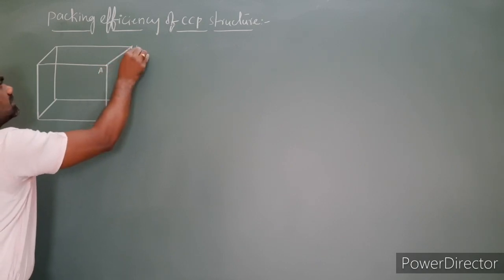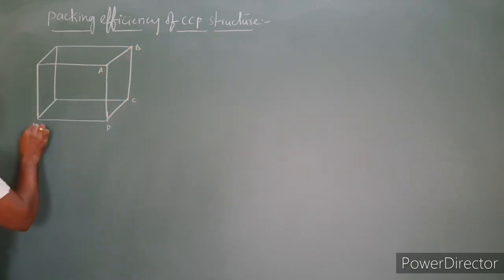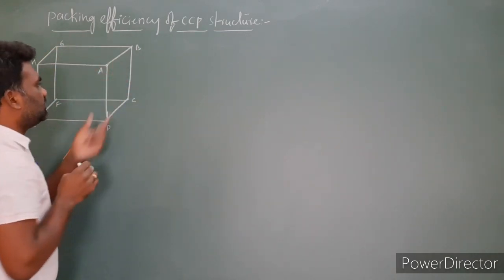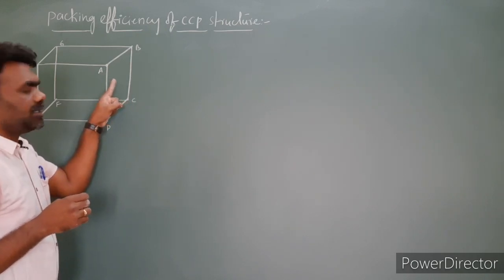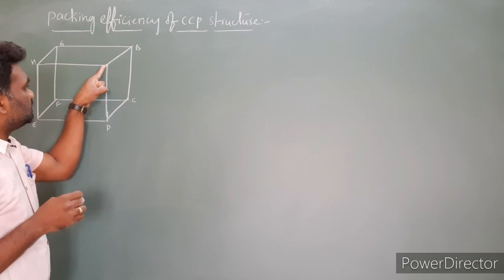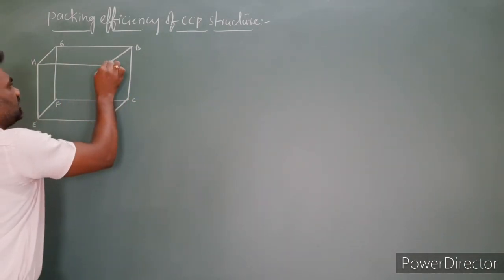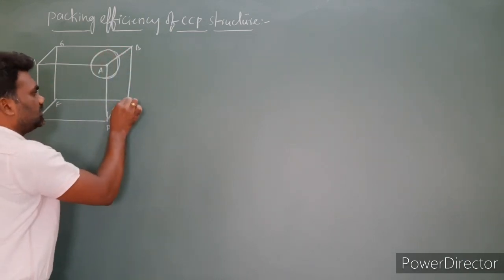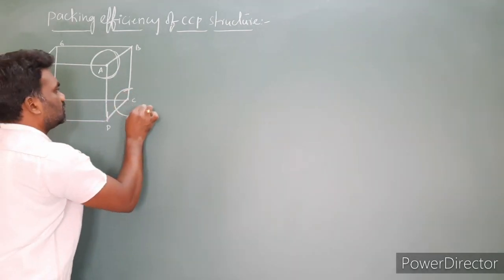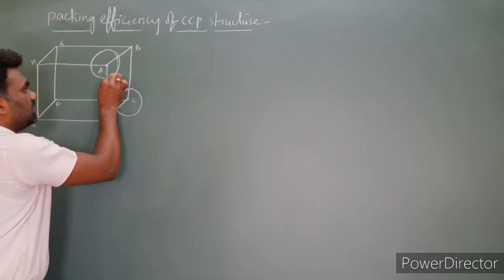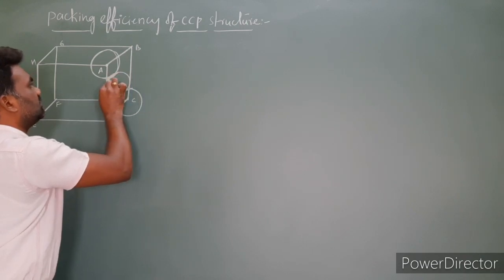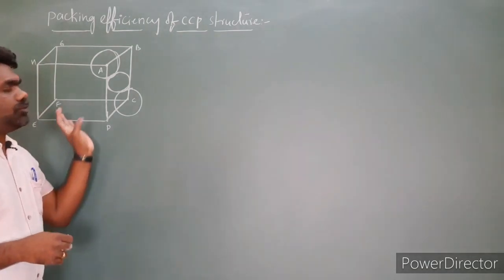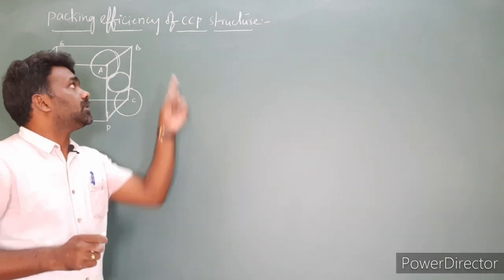I'm labeling this corner as A, this as B, C, D, E, F, G, and this is H. So I'm taking this face. There is a constituent particle present at the center of the face, and constituent particles present at the corner positions. So I'm taking this corner. Here is a constituent particle, sphere or atom, and here is another atom. So at the face center there is an atom. So this is the structure of FCC, face centered cubic unit cell, similar to CCP.